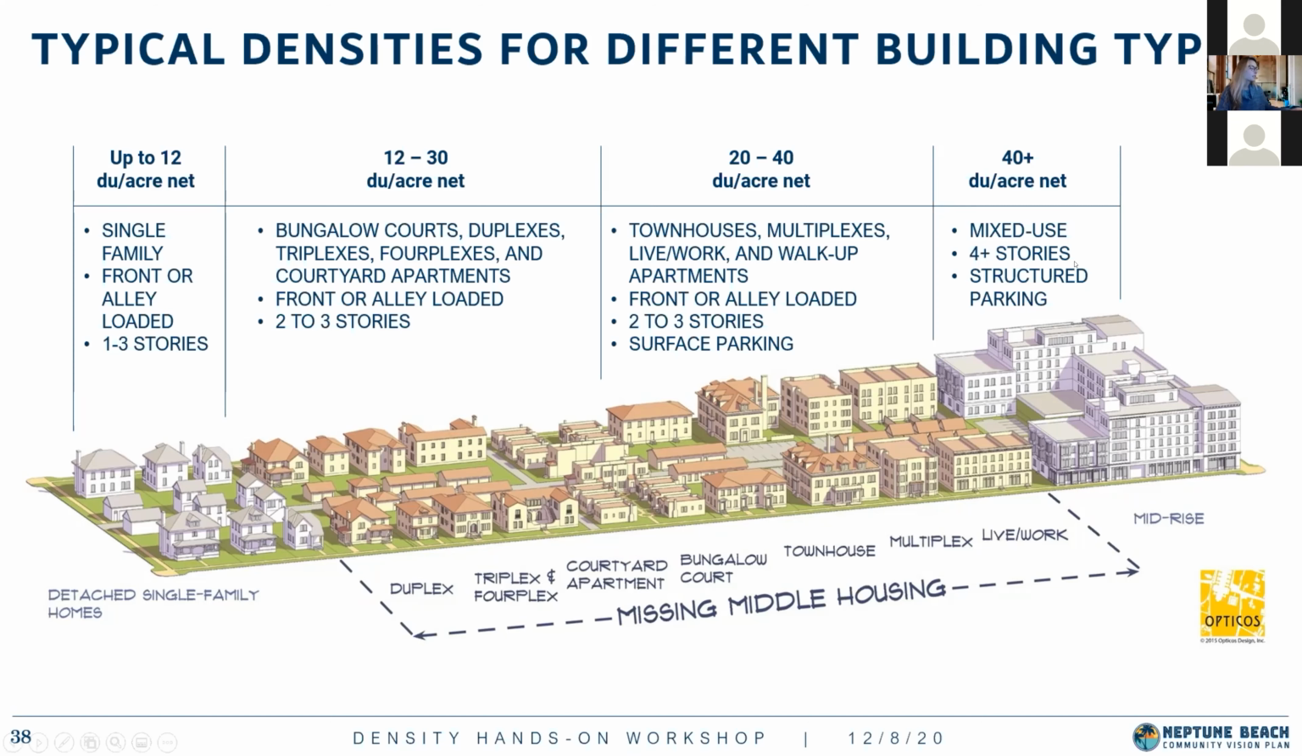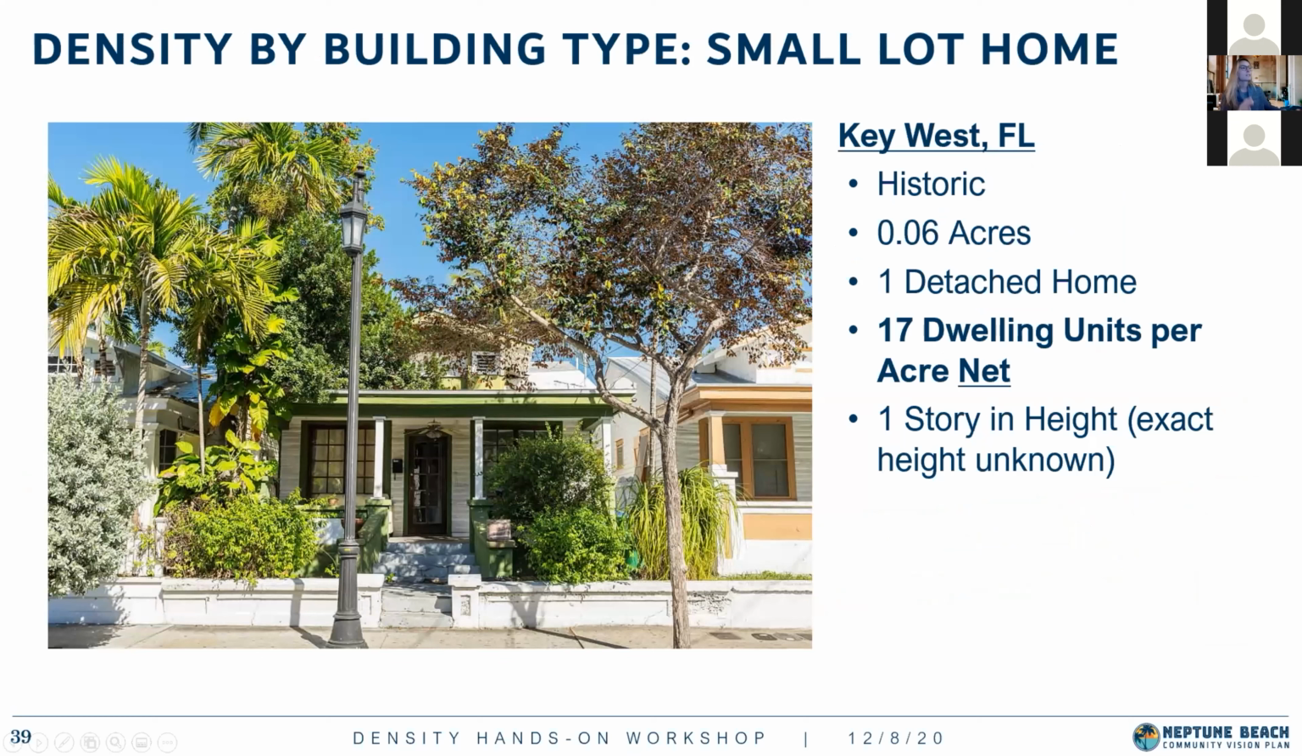And so we wanted to look at some real-world examples instead of just drawings to give you a sense. Like I just mentioned, there can be single-family homes that surpass the 12 dwelling unit per acre threshold. This is a historic house in Key West, Florida. It's one detached single-family home, and it's 17 dwelling units to the acre net. So that's just the one home divided by the 0.06 acres, and it's a one-story home.